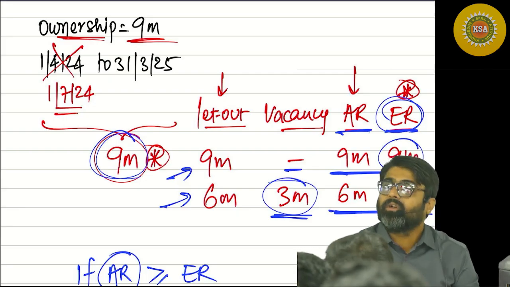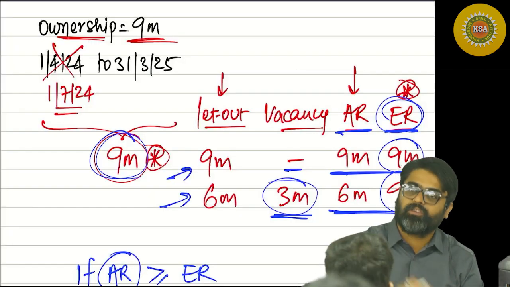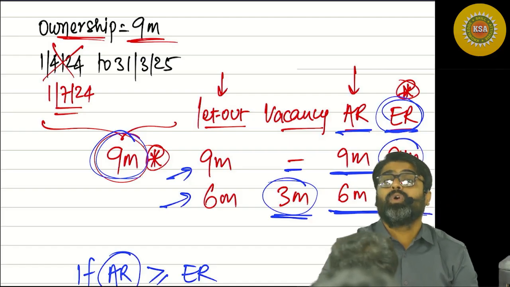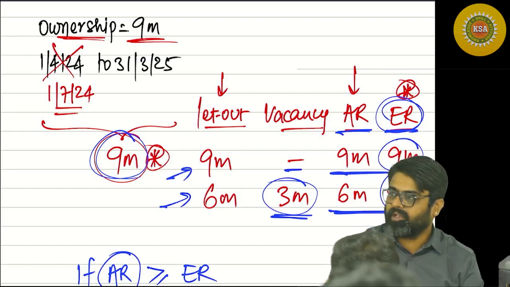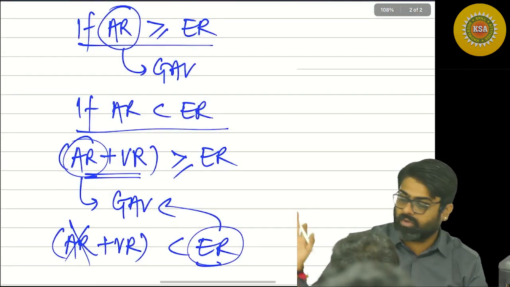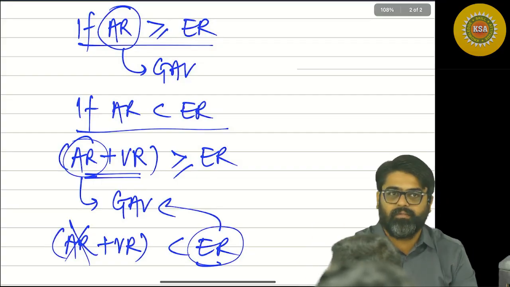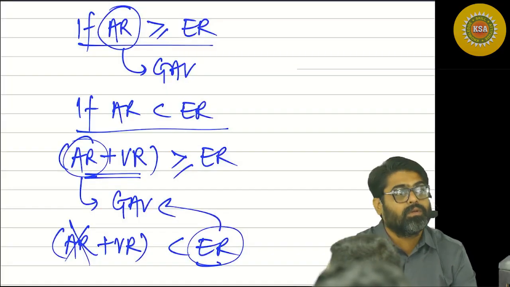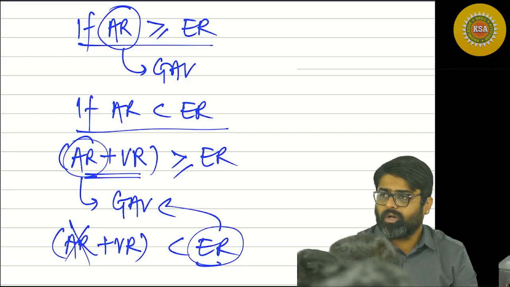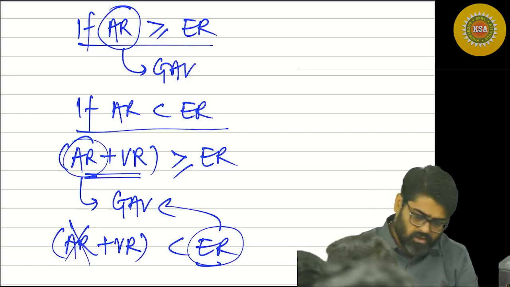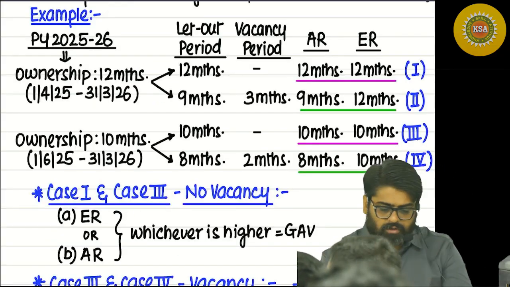And if the actual rent is for a lesser period as compared to the ownership period, there is a vacancy, and in the case of vacancy you are supposed to do the calculation like this. Everyone understood this or not? Yes or no? Sure? Should I move ahead? Okay. So this was your entire calculation.